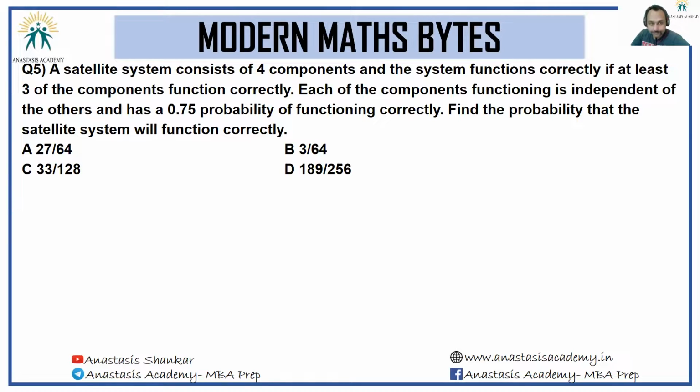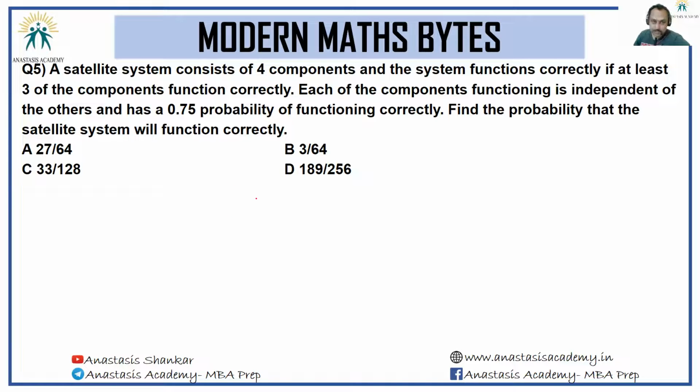Last question. A satellite system consists of 4 components and the system functions correctly if at least 3 of the components function correctly. Each of the components functioning is independent of the others and has a 0.75 probability of functioning correctly. Find the probability that the satellite system will function correctly.